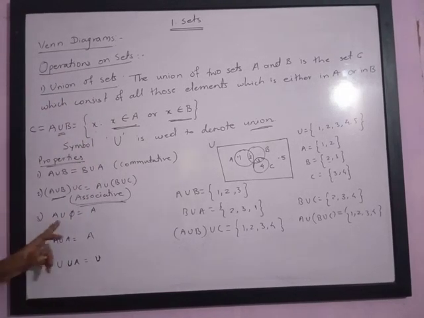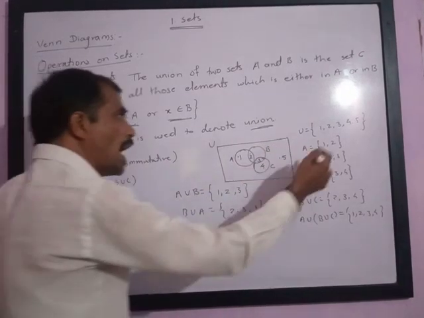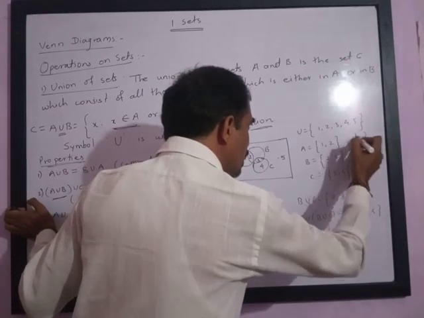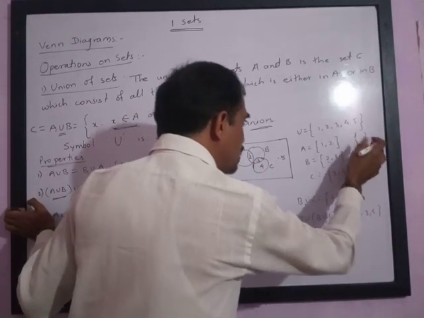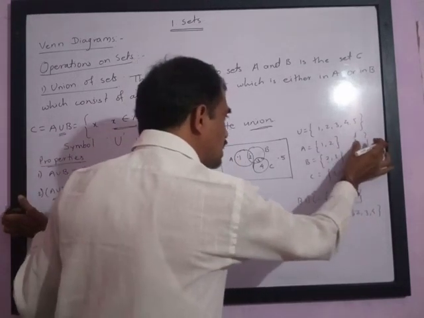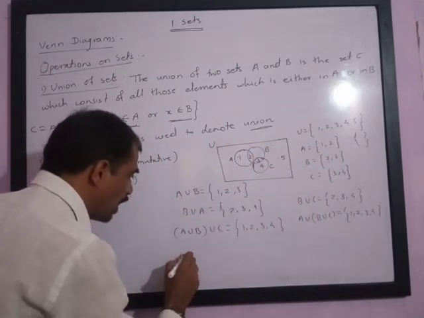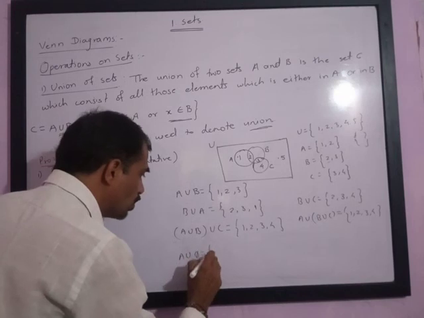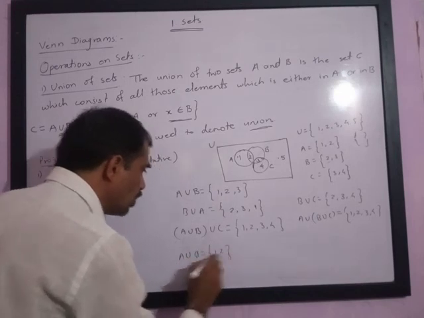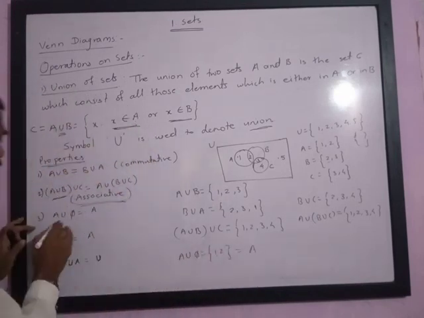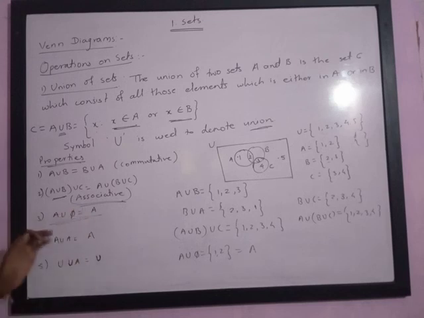Next is A union phi. This is a null set. Please understand A is {1, 2} and this is the null set. So A union null set will be the set of 1 and 2 only. So A union phi is equal to the set of 1 and 2. So this is equal to A. It means A union phi is equal to A.